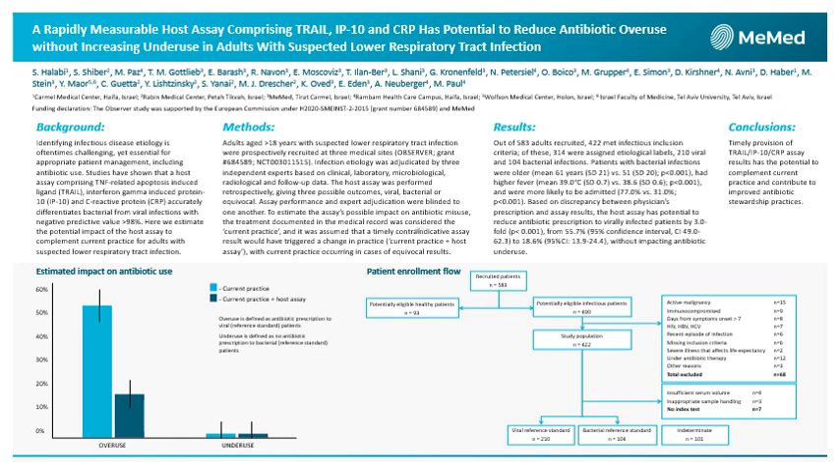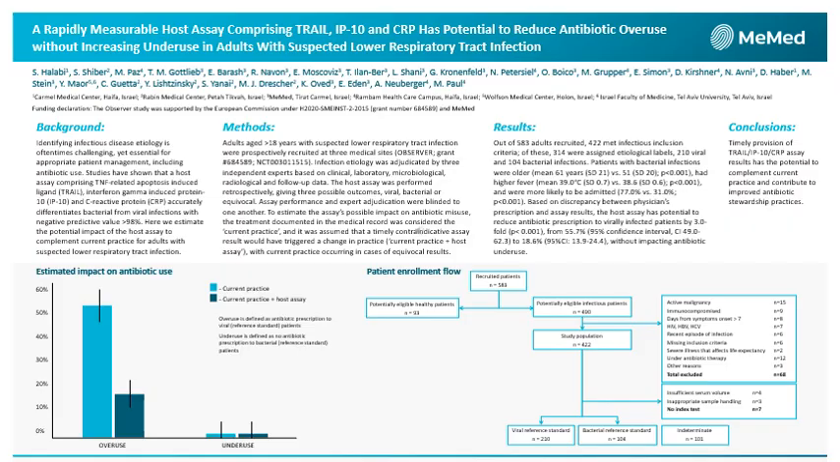The topic of this poster is: a rapidly measurable host assay comprising TRAIL, IP-10, and CRP has potential to reduce antibiotic overuse without increasing underuse in adults with suspected lower respiratory tract infection, LRTI.